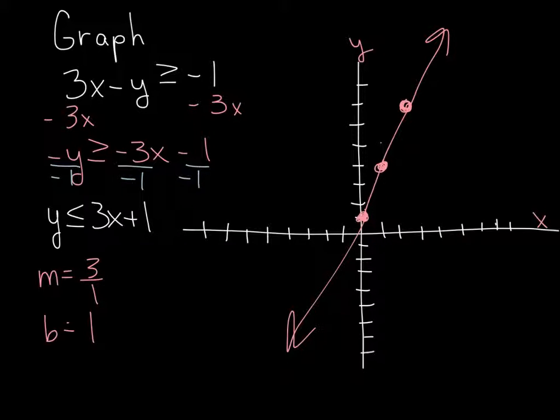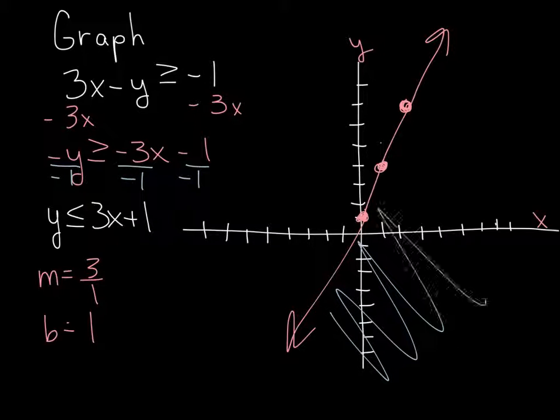But again, I'm not done because I'm dealing with the inequality. So now I'm going to look at this equation right here because this is in the right form. This says y is less than or equal to 3x plus 1. I'm going to ask myself on this y-axis, where are my y's decreasing? Where are they getting smaller? Well, here they're getting smaller on this side. So thus, I'm going to shade on this side of the line.